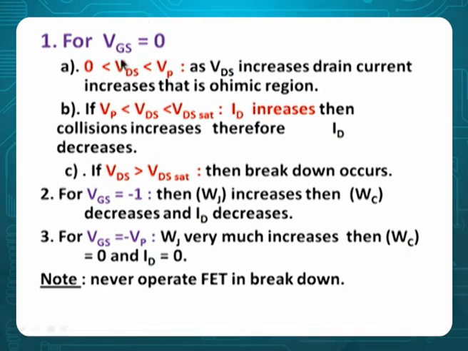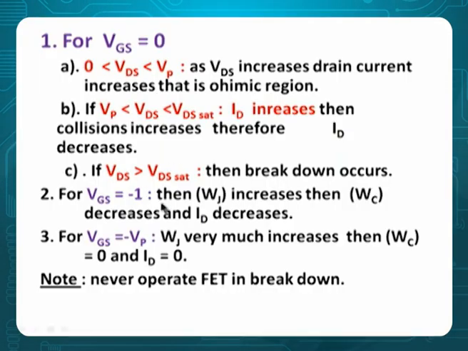That's about VGS 0. Now if I say VGS minus 1, what happens? Same thing repeats, but current decreases, because junction width increases, and then channel width decreases, current decreases. So VGS minus 1, that happens. For VGS minus VP, what will happen? VJ very much increases, then WC decreases, okay, ID is automatically 0. So never operate FET in the breakdown region.